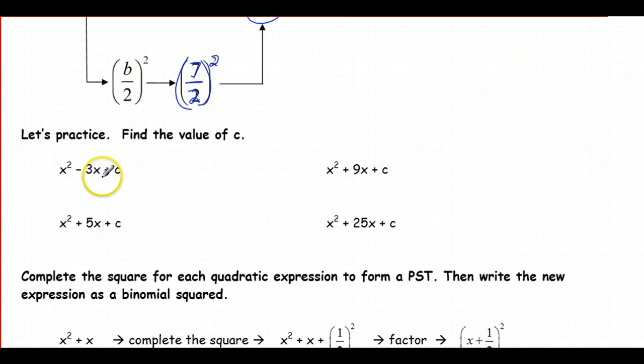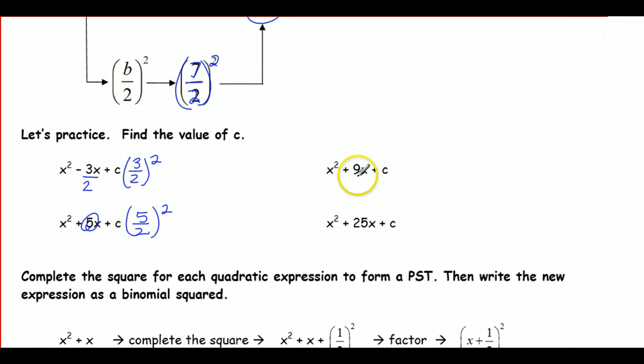So over here, x squared minus 3x, we would be adding on 3 over 2 squared. Again, that's because I take the b value, I divide it by 2, and then I square it. So if I look over here at the next example, x squared plus 5x, my c value, since b is 5, would be 5 over 2 squared.